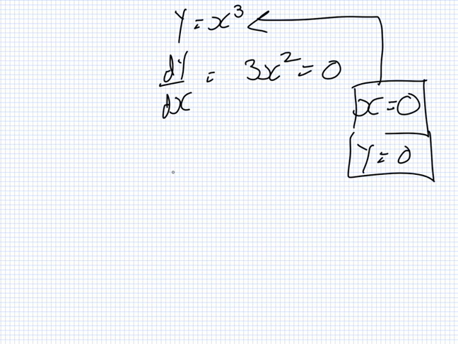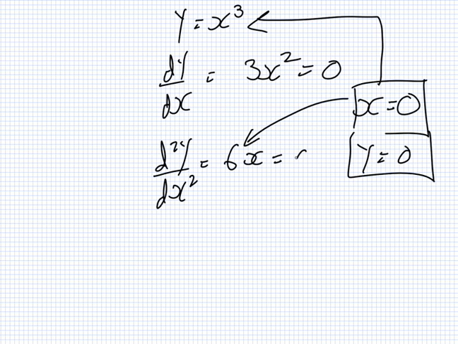Is it a maximum? Is it a minimum? Is it a saddle point? So I calculate the second derivative. What's the second derivative here? 6x. Now if I use x as 0, what do I get here? 0. So the first derivative is 0 and the second derivative is 0. So we could have a saddle point. We need to check. So the way we check is we put in x minus a small number.